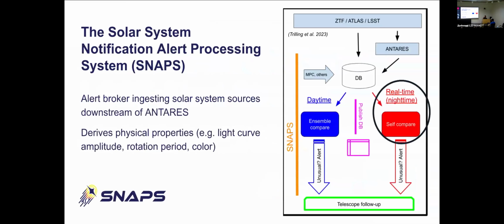I'm not going to go into too much detail about SNAPS because you just heard from David, but essentially it's a downstream alert broker to Antares that ingests and derives physical properties for solar system sources. And you're looking at that data flow on the right-hand side from ZTF, LSST surveys to Antares to SNAPS. There's this left-hand side that is some daytime analysis, but the work I'm going to talk about falls under this real-time nighttime analysis window that ingests and analyzes as the alerts are coming in.